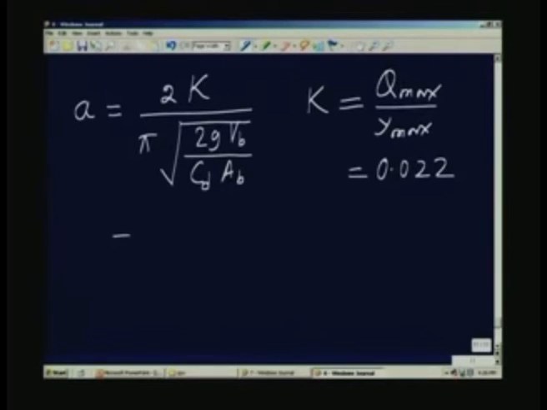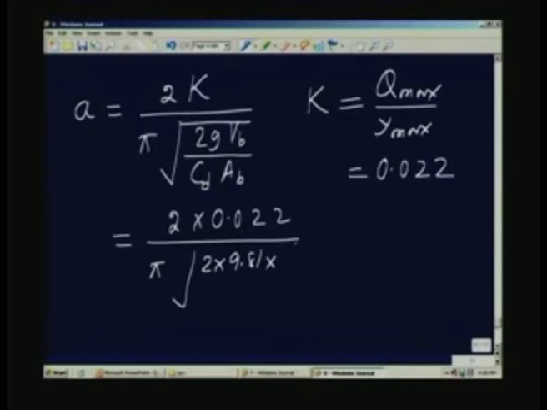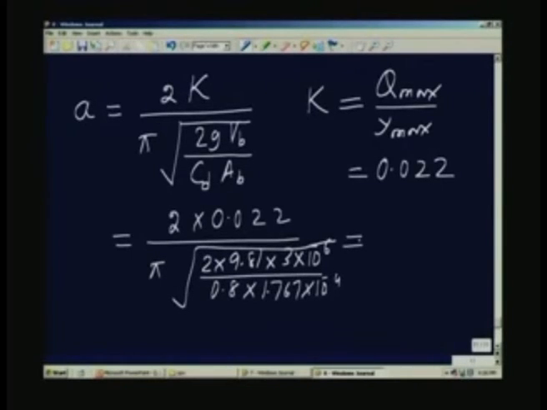All I have to do is to substitute all the values. This will be 2 into 0.022 divided by pi square root of 2 into 9.81 into 3 into 10 to the power of minus 6 is the volume, divided by CD is 0.8, and the frontal area is 1.767 into 10 to the power of minus 4, this whole thing under square root, and this works out to be 0.022. The taper parameter comes exactly equal to 0.022.